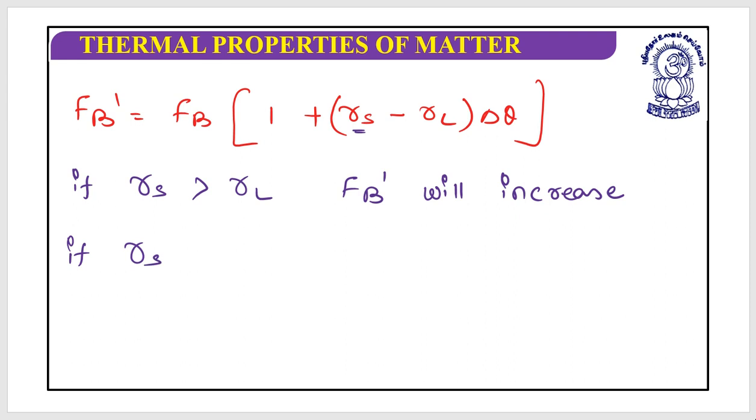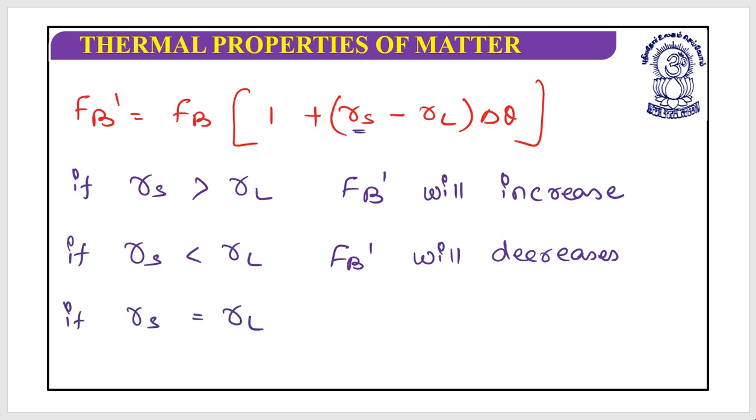If gamma of solid is less than gamma of liquid, practically this is not achievable in most cases, but there are certain materials that have this property, that gamma s is less than gamma l. It could be done. So in this case F B dash will decrease, and if gamma of s is equal to gamma of l, then F B dash will be the same.